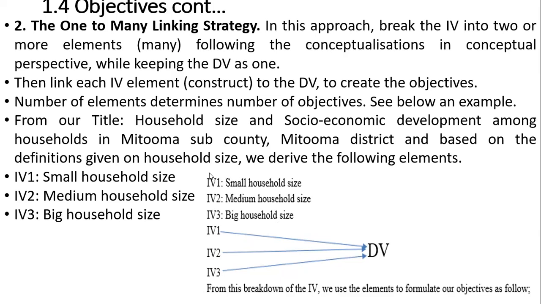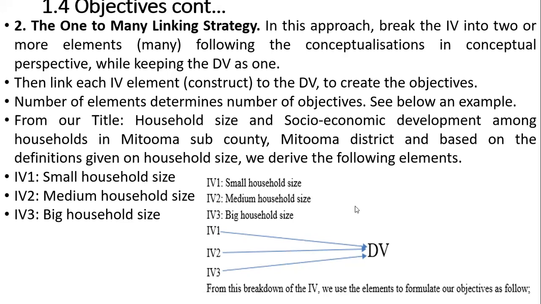So when you come down here, we have given an example of this diagram. The IV is household size. You may break it according to the way you measured it in the conceptual perspective of the background. Probably, maybe you have one element as small household size, medium household size, and big household size. And you may want to link each of these to see whether the small household sizes have a high socioeconomic development level, and so on.